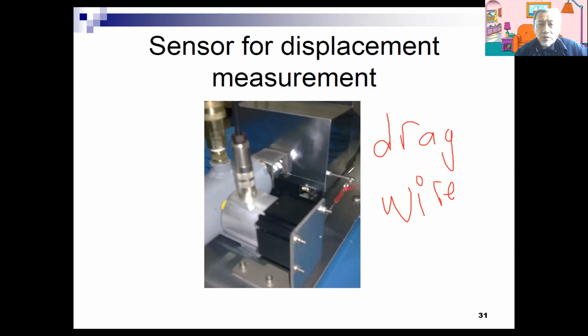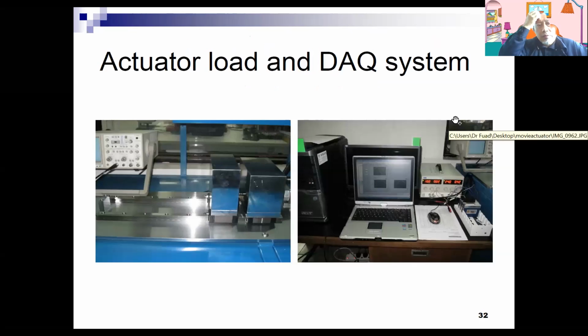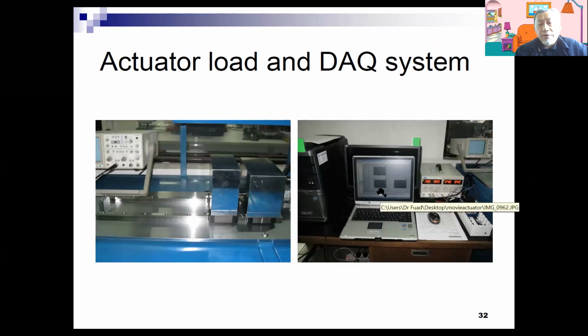So this one is attached to the pistons, so it's a wire. When the wire moves forward and backward, it will measure the distance and convert it to the equivalent voltage value. Overall, the system is shown here. We put some load on the pistons, and then we capture the data using a National Instruments device, and then we save it in the computer for display and data processing.